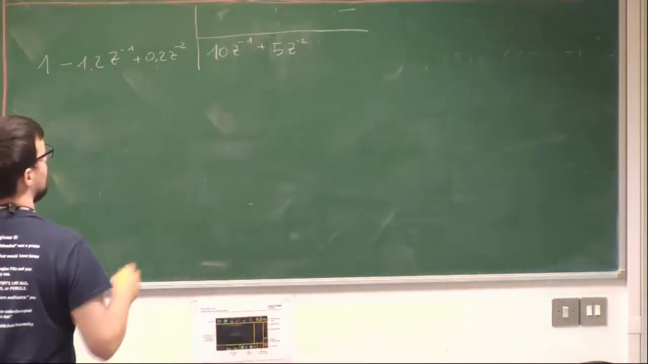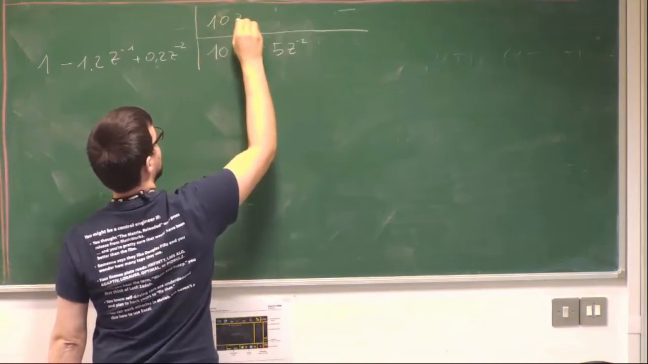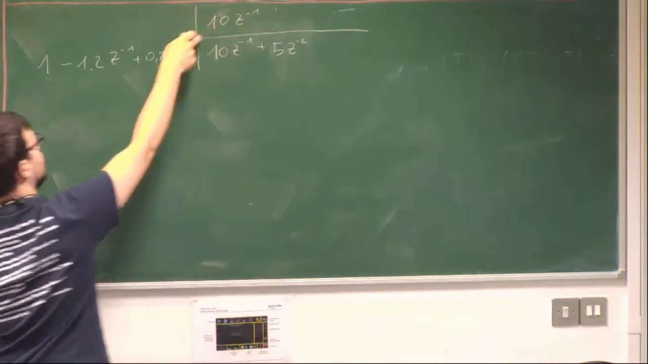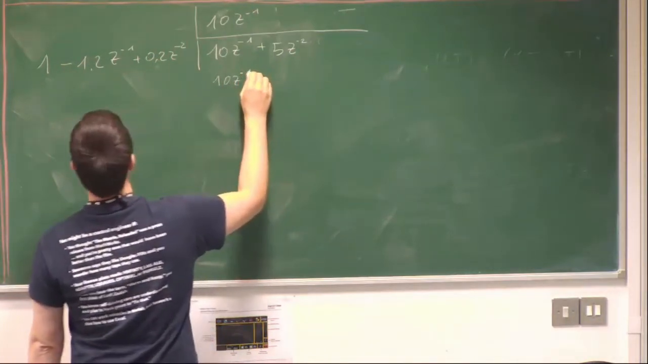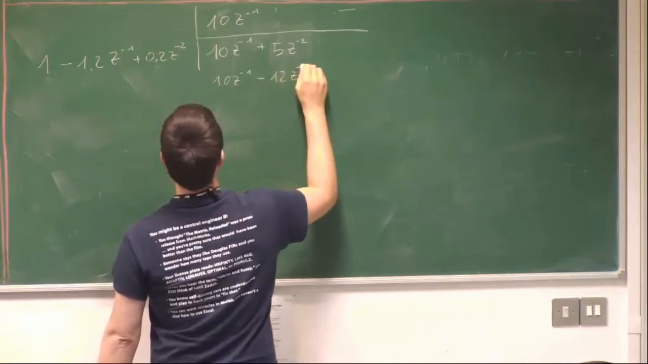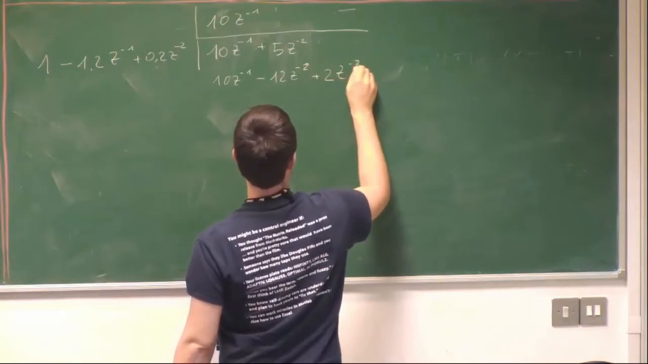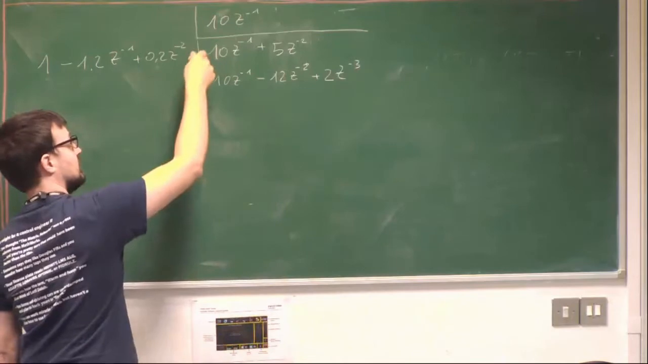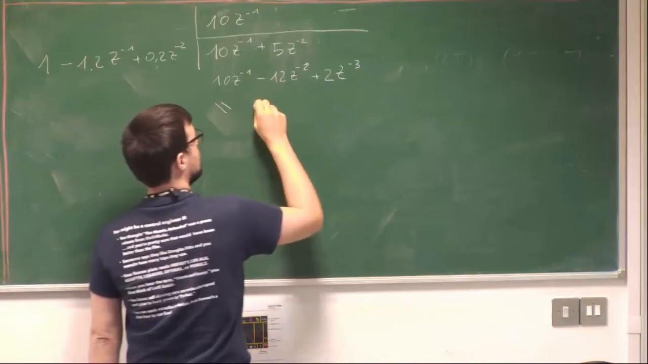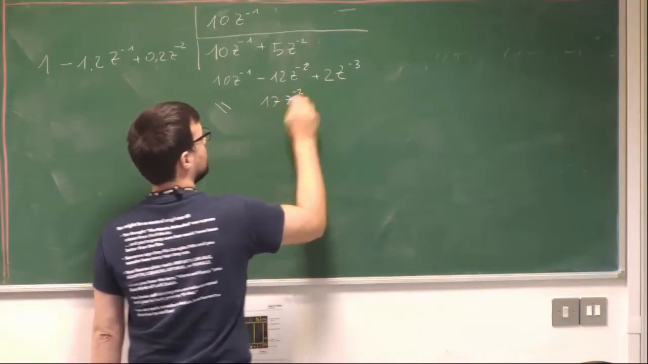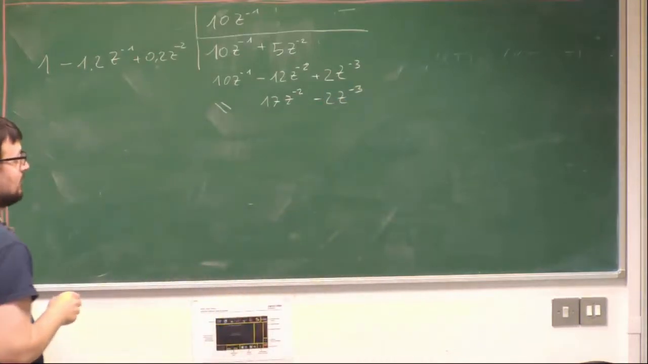To do so, we take this number and divide it by this number, and we get 10z^-1. Then we multiply the result by the polynomial, and we get 10z^-1, then minus 12z^-2, and then plus 2z^-3. Then we do the subtraction: here we get 0, here it's 5 minus 12, which is 17z^-2, and here we get minus 2z^-3.